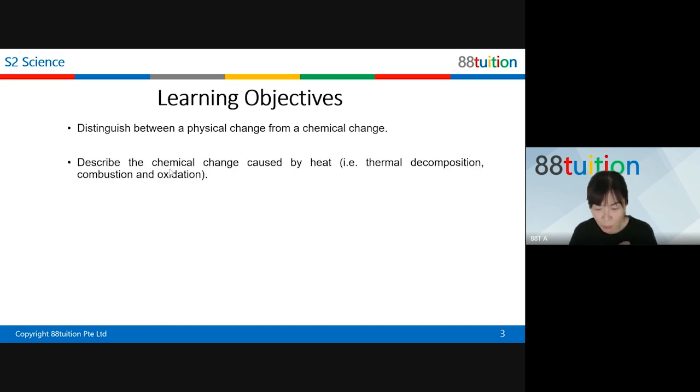If we have time, we will also be looking into chemical change caused by heat. Okay, there are three special reactions you need to be able to describe. These special ones classified under heat are thermal decomposition, combustion, and oxidation. How do you explain them?